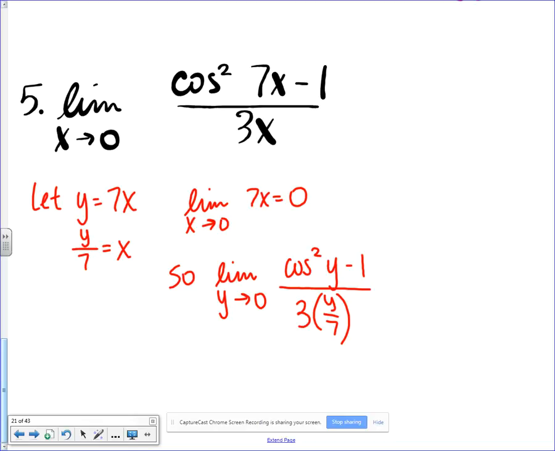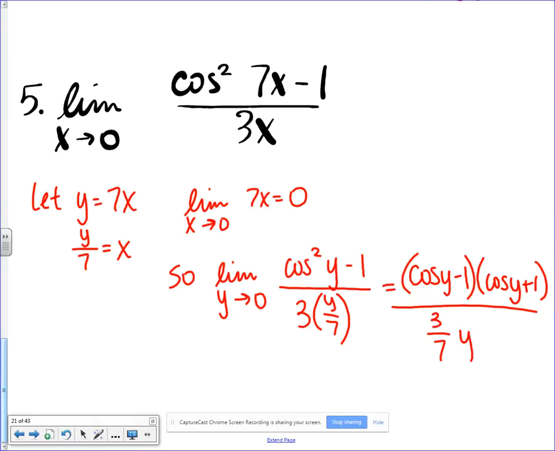Okay, now that I have this up top, that's the difference of perfect squares. So there's my numerator. My denominator looks like that. Well, this is one of those special trig limits. And remember, that's 0. So if that's 0, basically the whole thing is 0. And that would be my final answer.